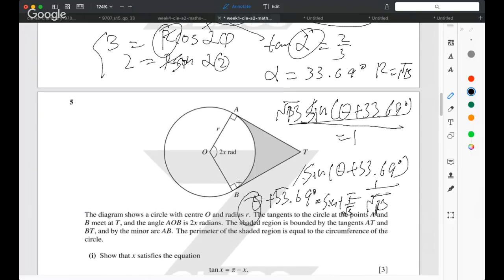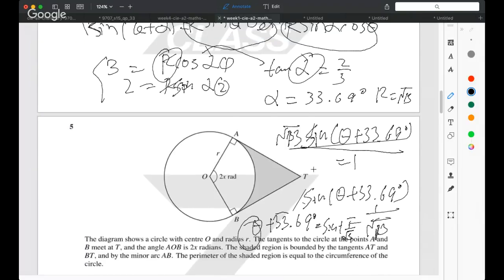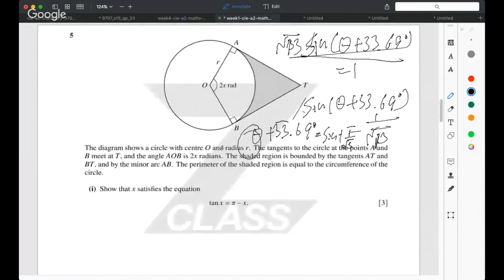Do you know how to do this question? Okay. Question number 5. Is it your turn?